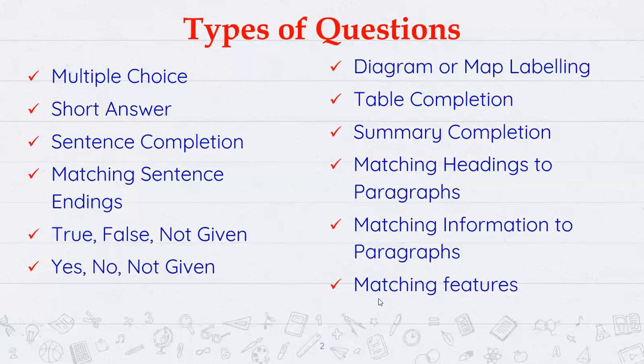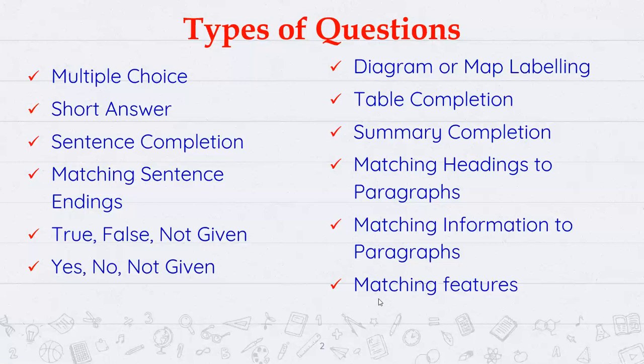Your selection of a particular ending for a sentence shouldn't be because that is how the sentence is usually completed or ended in everyday communication, or every time you hear that sentence, that's how it's ended. No, you need to go to the passage and see how the sentence has been ended for you to get your answer correctly. Then true, false, not given questions, yes, no, not given questions.